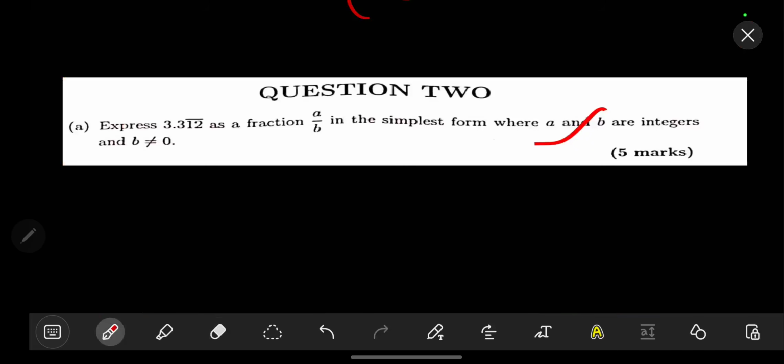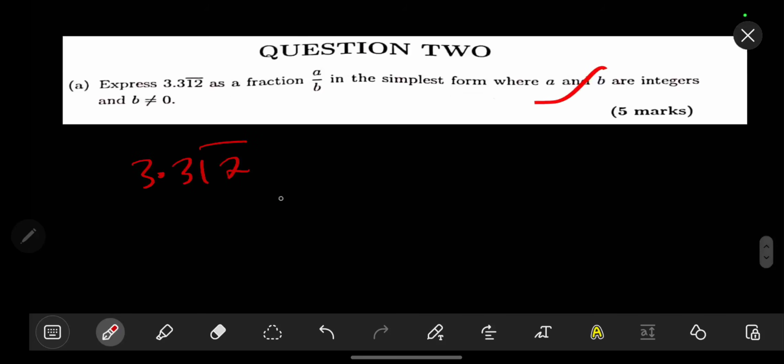Looking at question 2a, we have 3.312 with a bar, as a fraction a over b in its simplest form, where a and b are integers and b is not equal to 0. So we are required to express it in the form a over b. What we are going to do is let x be equal to this number. It will be 3.312 with a repeating unit, which is the 1, 2 there.